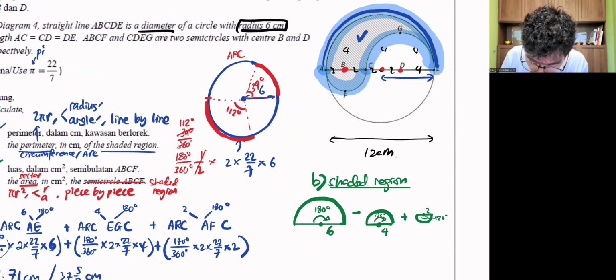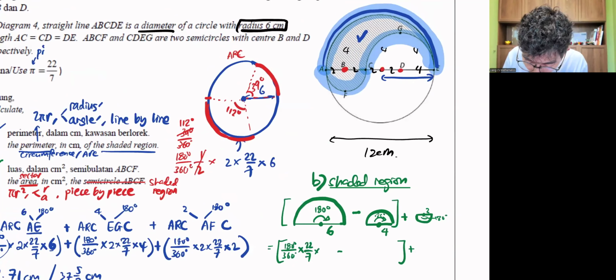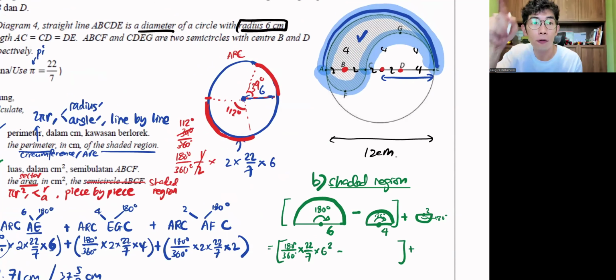Okay, so I'm going to do this first. So start with 180, 360. Then pi r square. Okay, now fill in the blanks yourself. No, 180, not 125, 180.